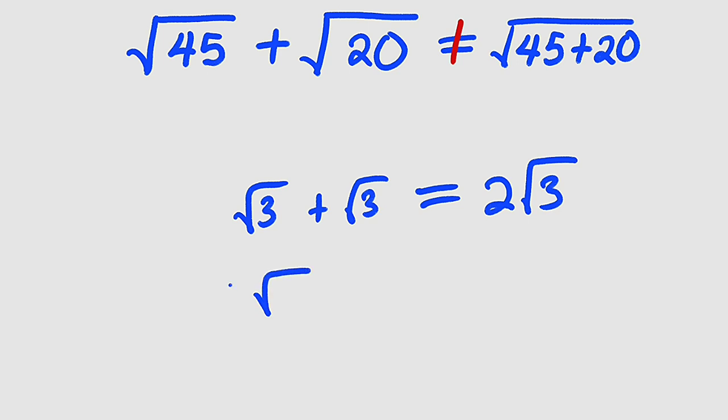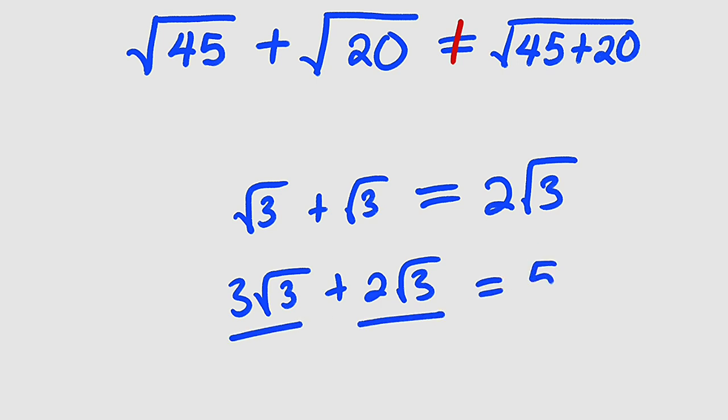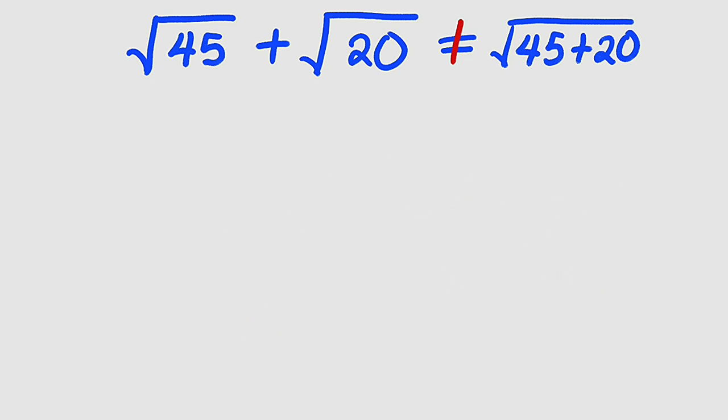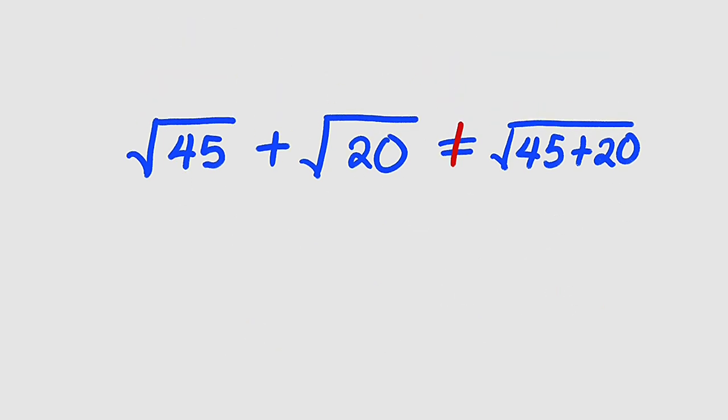But if you have 3 root of 3, for example, plus 2 root of 3, you can see we have 3 quantities here, we have 2 quantities here, making 5 quantities of root of 3. So when they are similar, you can always add them. So let me show you how to simplify this. How can we transform this into similar surds?